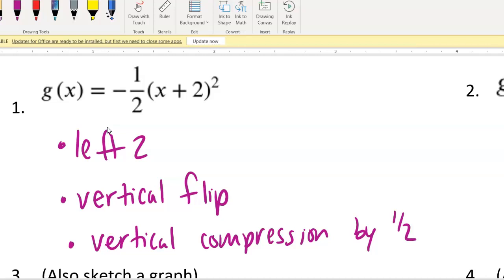By the way, the negative is not what makes it a compression. When we look at that value outside the parentheses, you always take the absolute value of it. So ignore the negative. And so the 1/2, since that's between 0 and 1, it's a compression. If it's bigger than 1, it would be a stretch. So it's a compression by 1/2.